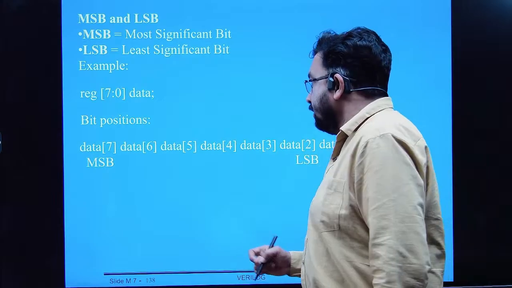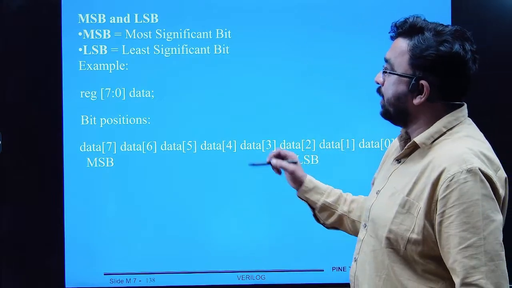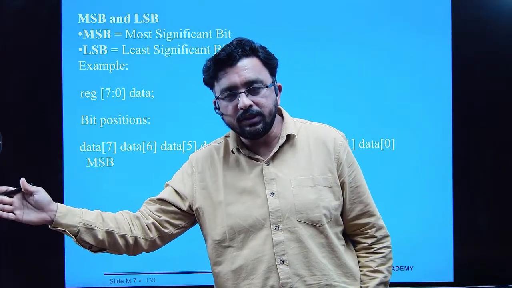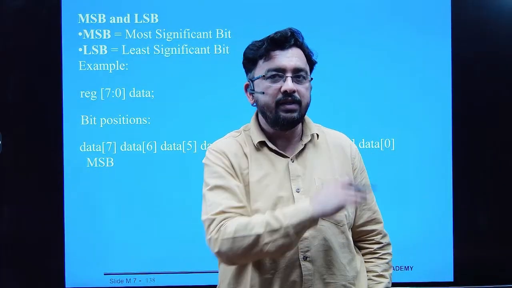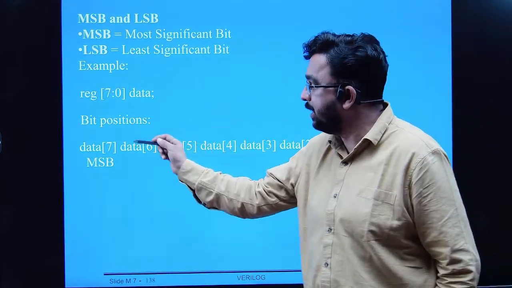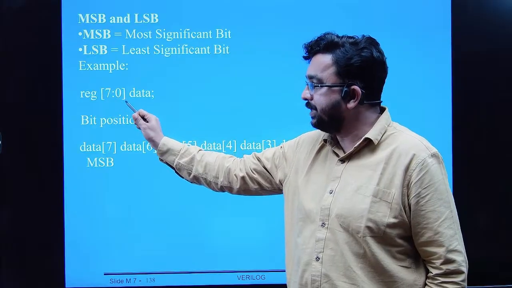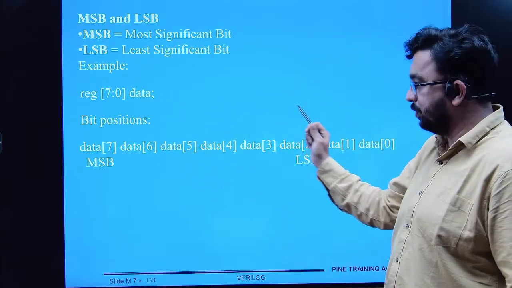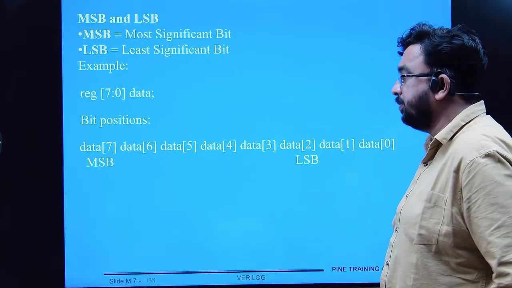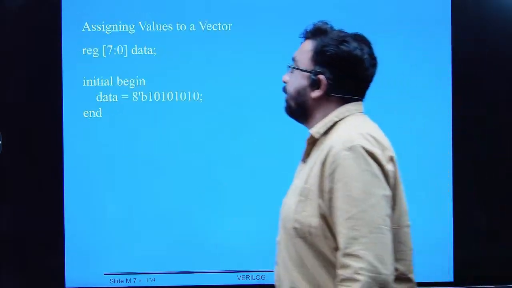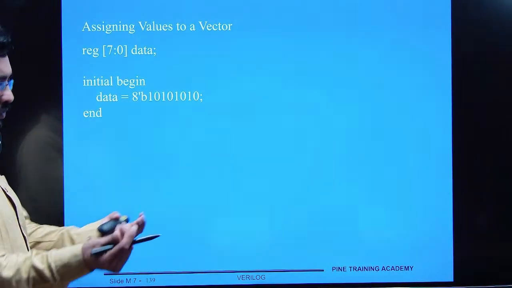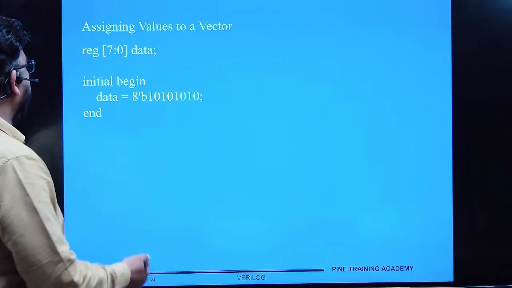Okay, I hope this is clear to everyone. Okay, so MSB and LSB. The right side is your most significant bit and the left side is your least significant bit. Basically, this is how the bit positions are: data 7, data 6, 5, 4, 3, 2, 1, 0. Now you can call these data bits one by one also. How, we'll see. This is just a simple example of how you will call the vector. So, reg.